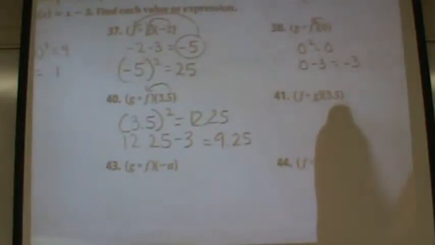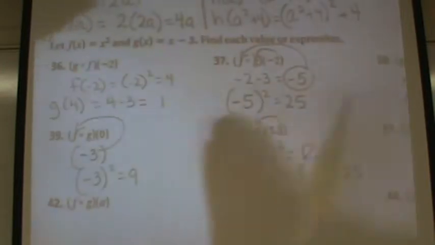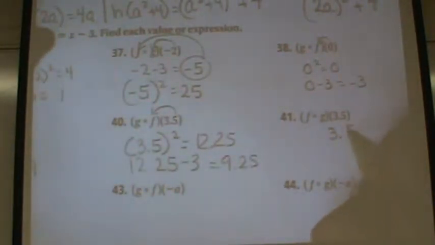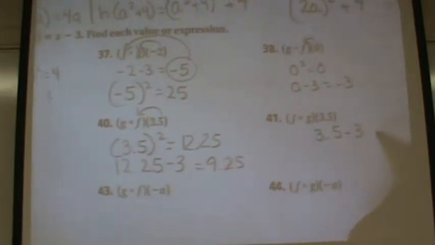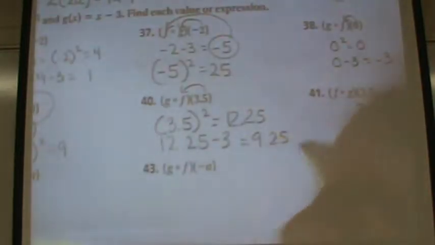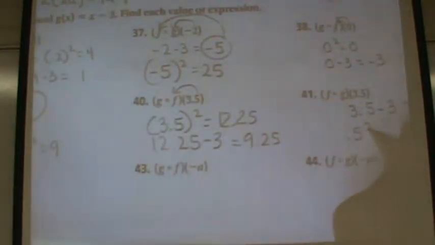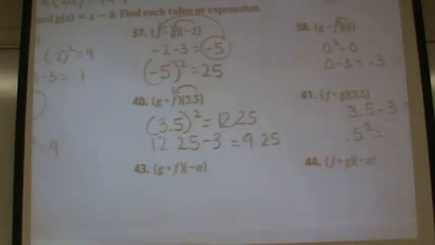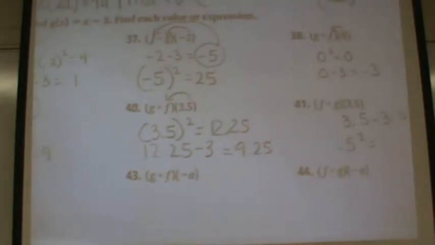Okay, how about 3.5 in the g function? So you're going to do 3.5 minus 3, which is 0.5. And then 0.5 in the f function. What's 0.5 squared? 1. Nope, 0.25.